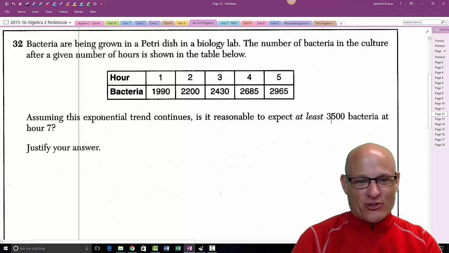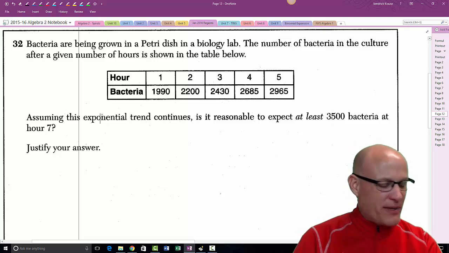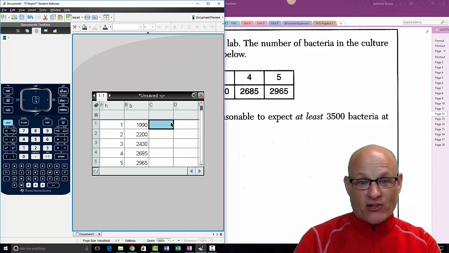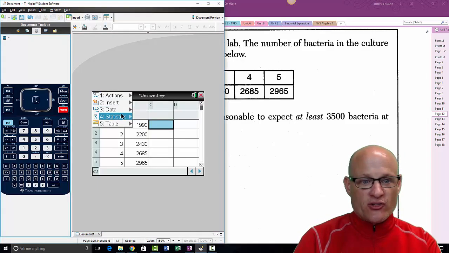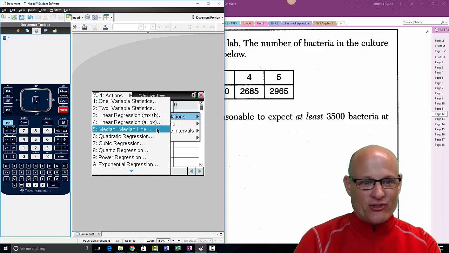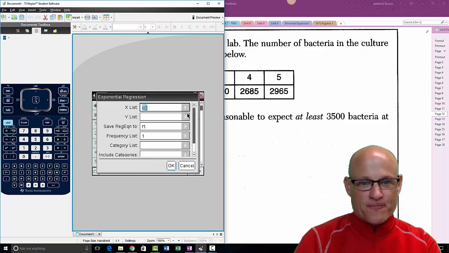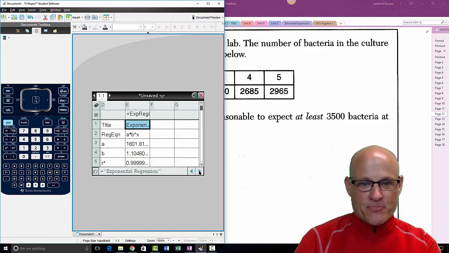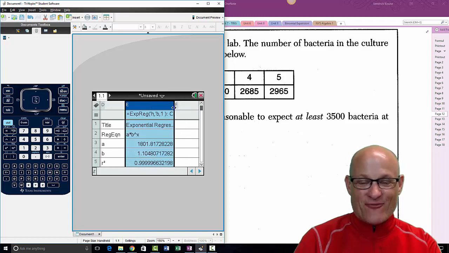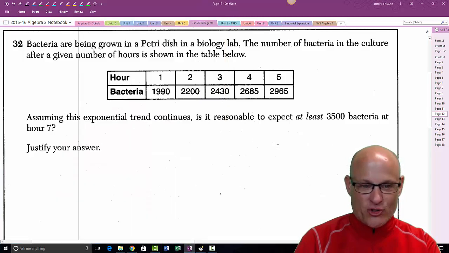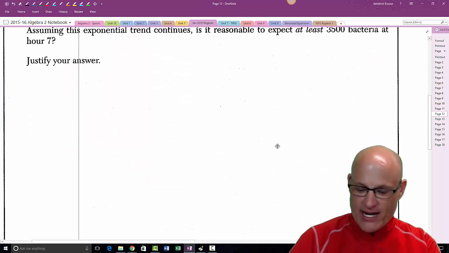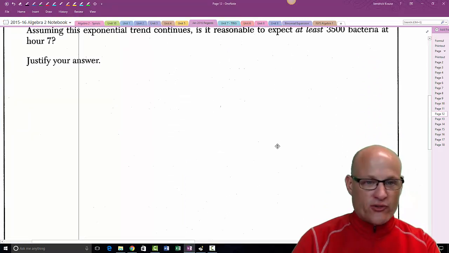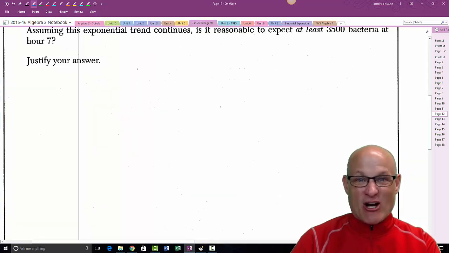So it's exponential. They're telling you right there it is an exponential equation, so we need to do exponential regression. Menu, statistics, stat calculations, exponential regression. My independent variable is hours. My dependent variable is the bacteria. I click OK. Didn't say where to round to. In fact, rounding has nothing to do with this problem, so you may not round. You should not have left a rounded answer, although since this is only a part two question, my guess is they're not going to take off for rounding.